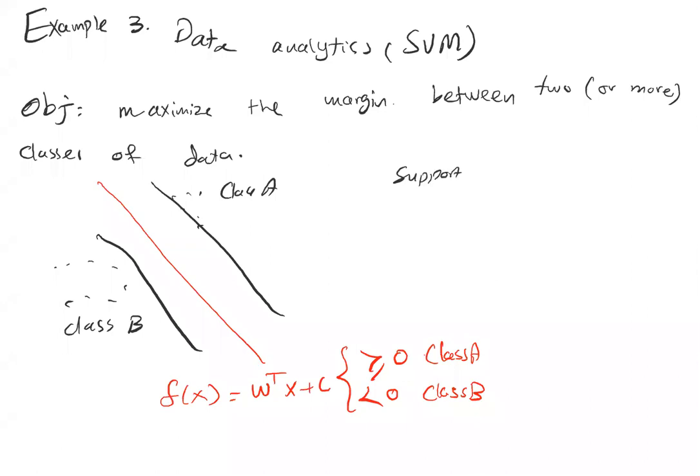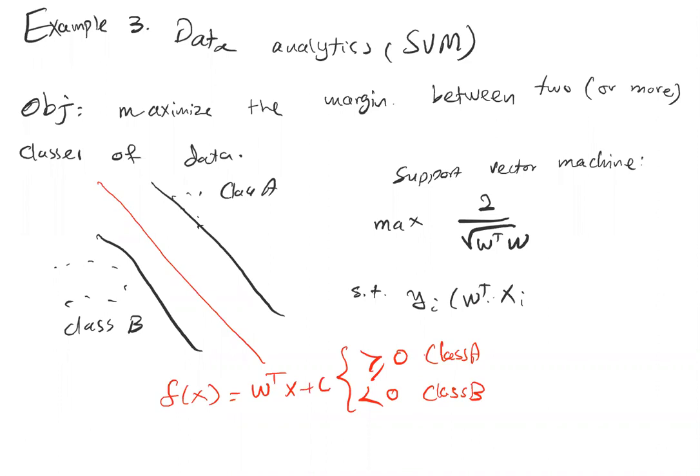Support vector machine: maximizing 2 divided by W transpose W, subject to Yi (W transpose xi plus C) greater than or equal to 1. And your variables are W and C. So if you look at this, it's going to determine W and C, which are the two coefficients to find this margin, to find where your optimal classifier is.